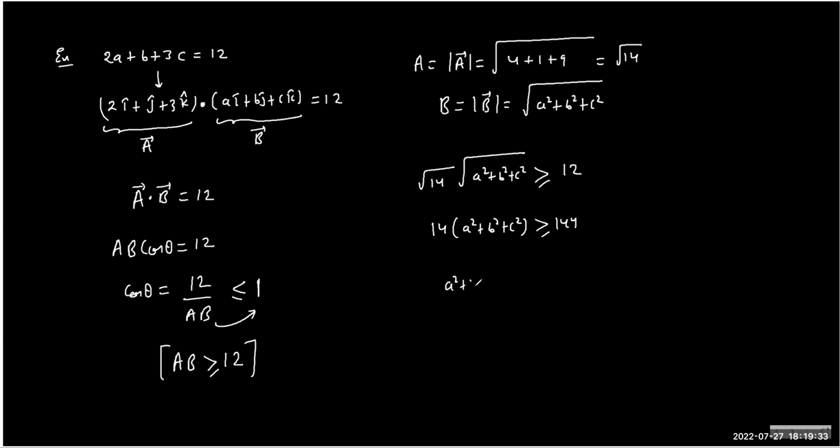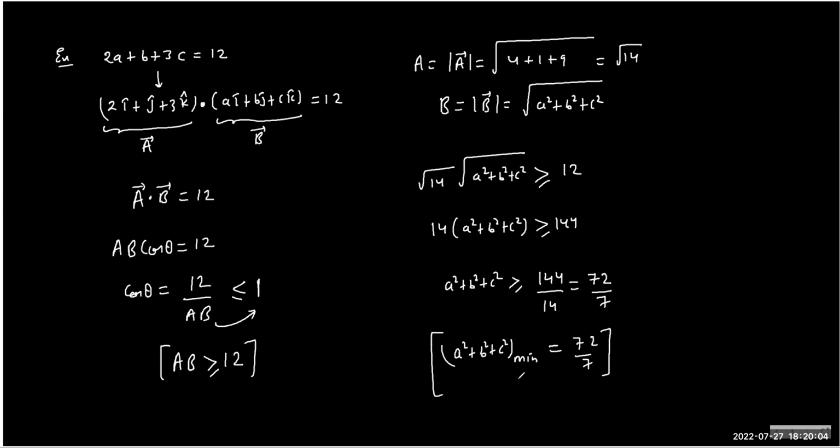So a square plus b square plus c square, I will change the problem, is 144 upon 40, which equals to how much? We can divide, 72. So here we are getting more than or equal to this value, which means the minimum will be how much? Because the value is more than or equal to this value. So the least I can get is 72 by 7.